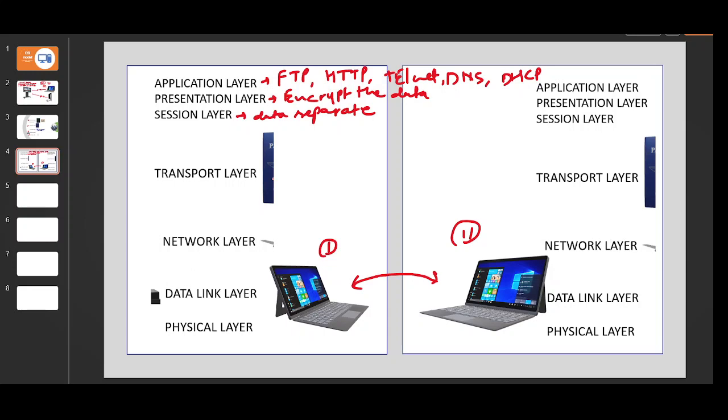Now comes the transport layer. What is it? It is the heart of the OSI model. Here it is decided whether the connection is reliable or not.